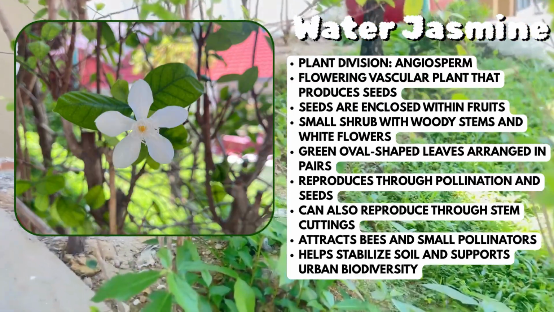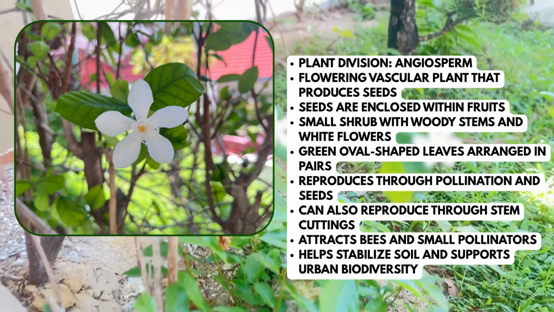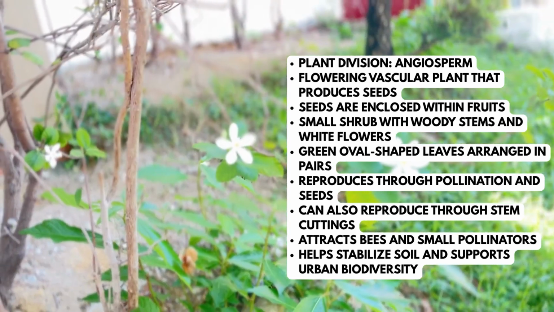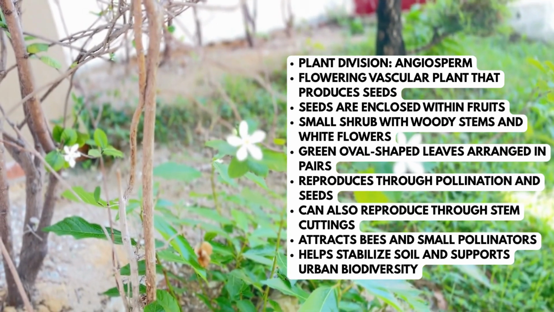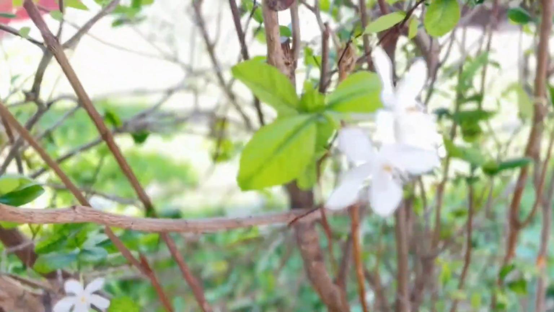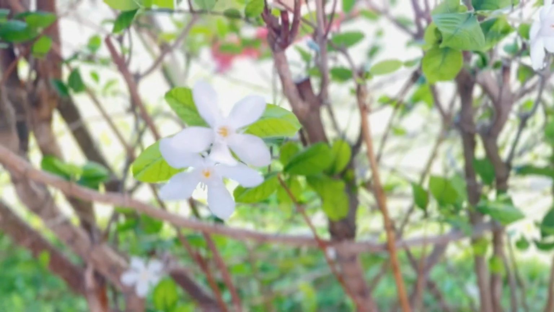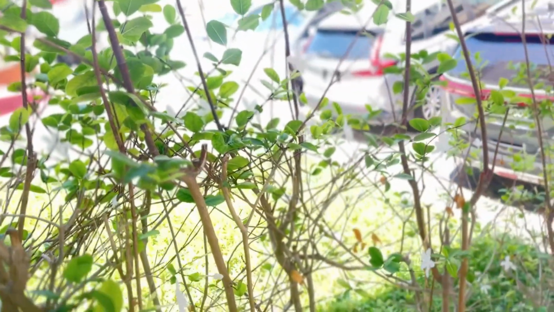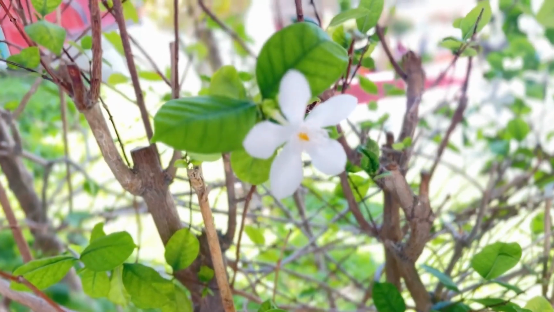This is water jasmine, located outside the School of Biological Sciences office. It belongs to the angiosperm division because it is a flowering plant that produces seeds. The shrub has white flowers and green oval leaves. It attracts pollinators, supports biodiversity, and helps stabilize soil in landscape areas.